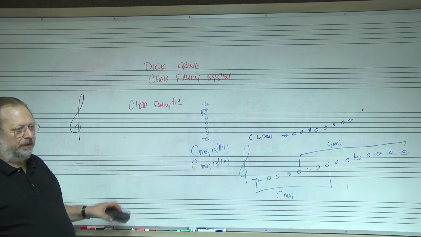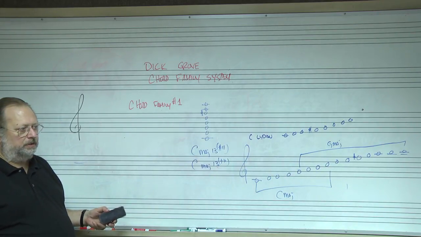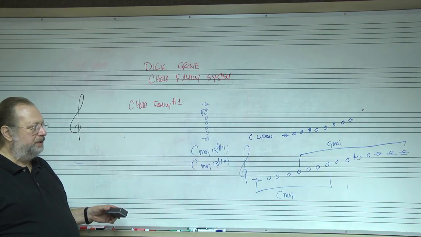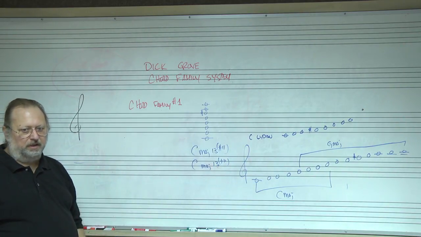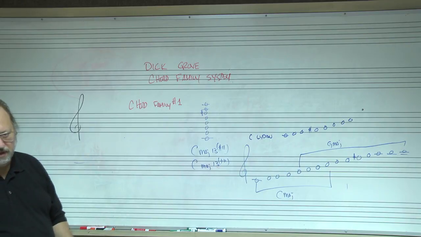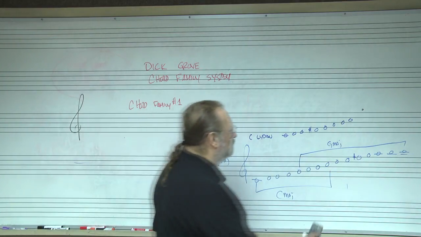The system was incredible when it came out. Everybody really got into it. And it's still taught a lot of places, but Dick Grove's system eclipsed it completely because he's got nine chord families instead of one. Way more advanced.